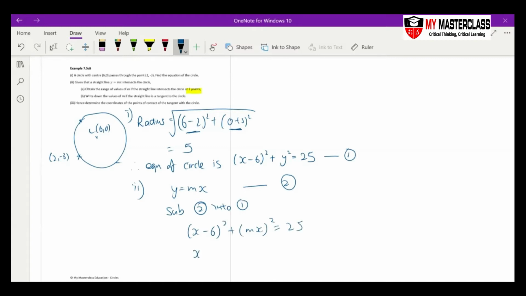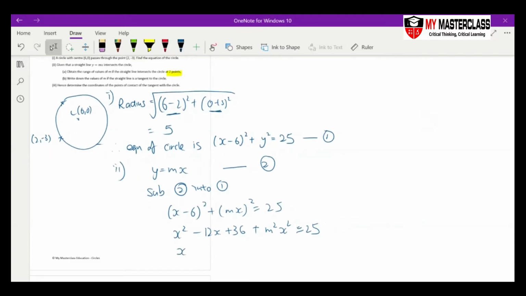Then now you will realize that x squared minus 12x plus 36 plus m squared x squared equals to 25. So you come to here. Then you read the question again. Question says meets at 2 points. Plus 11, I think. 36 minus 25, yeah, equals to 0. Meets at 2 points.